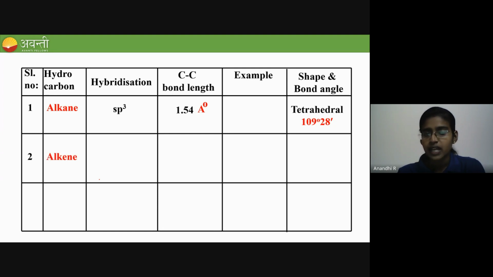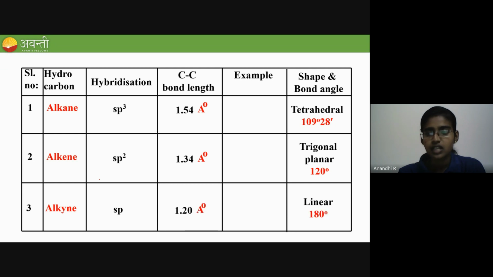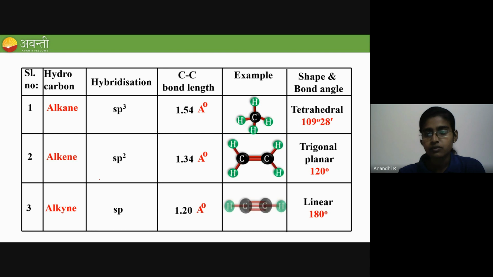In case of alkene, the hybridization is sp2, the carbon-carbon bond length is 1.34 angstrom, and the shape is trigonal planar with 120 degree. Coming to the third one, alkyne: sp, 1.20 angstrom, and it is linear in shape with 180 degree bond angle. You can see the examples given to you. The name of the first compound is methane, right?